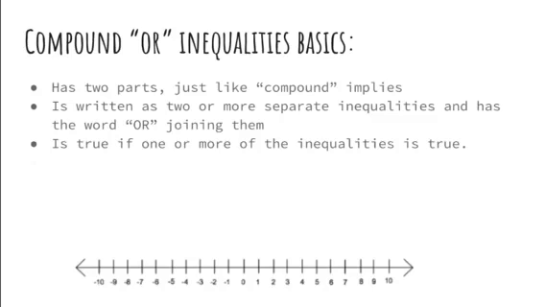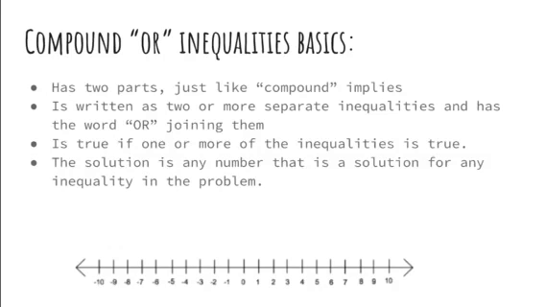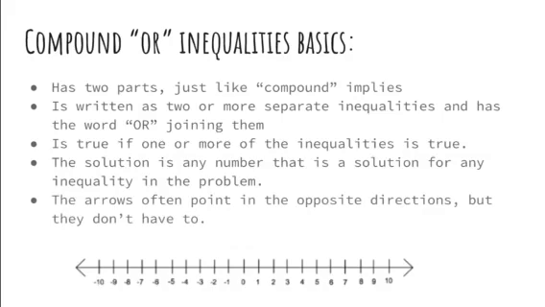So in the math problems, the solution is any number that is a solution for any inequality in the problem. Just like for you, you could either go to the movies or to the football game, and you would be telling the truth. It just has to fit one of the inequalities, and that's how it is with the numbers also. The arrows are often going to point in opposite directions, but they don't necessarily have to.